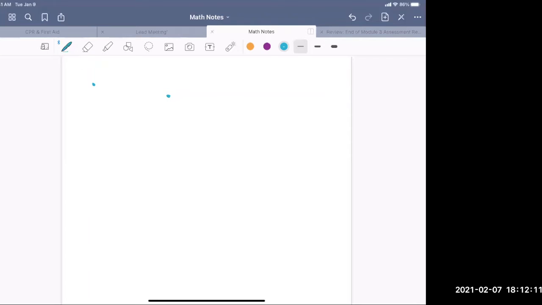So these are points. And to identify them, we can label them with a letter. So I'm going to label this one A, and this one B. So I want you to go ahead and label your points.